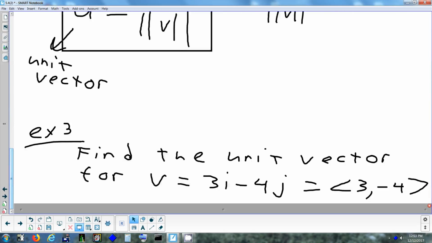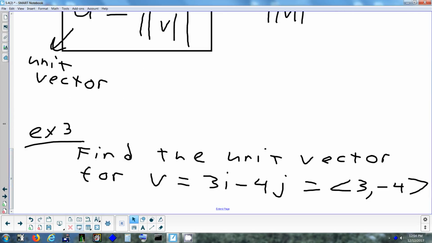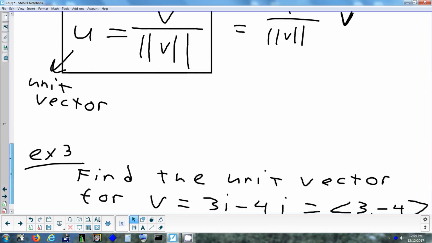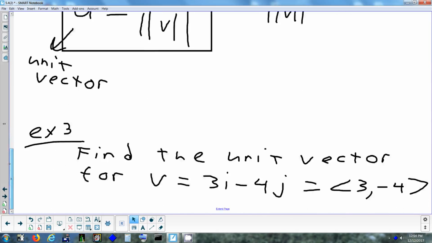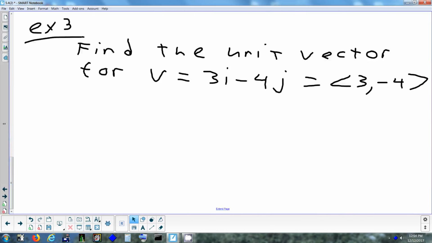It says, example 3, find the unit vector for 3i minus 4j. In order to find the unit vector, Tyler, what's the first thing I'm going to have to figure out so I can plug it into that formula? What's that called when you put the lines around it? The magnitude. Let's find the magnitude of v first.